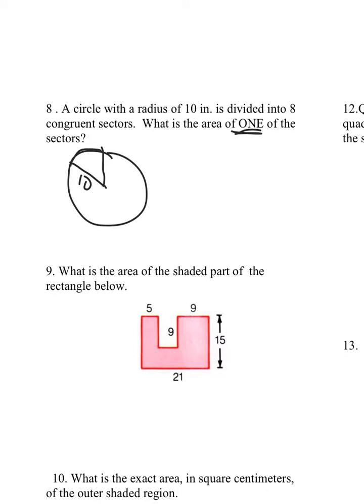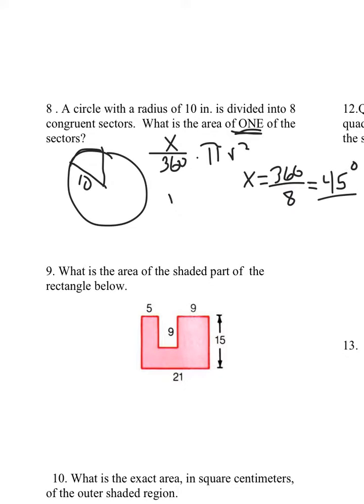Well, you need the arc degree. Remember the formula, x over 360 times pi r squared. To get x, you're going to do 360 divided by 8 because they're evenly spaced. So each arc is going to be 1/8 of the circle's degrees, the 360, and that's 45.